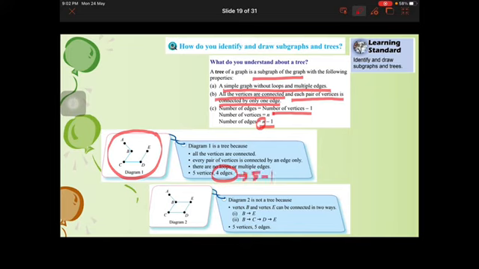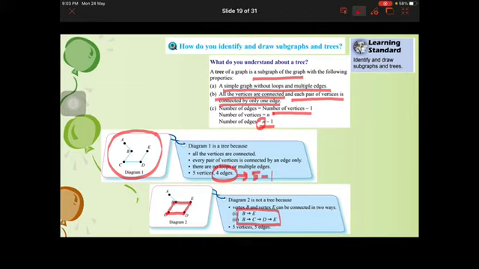Okay, now how about diagram 2? Diagram 2 is not a tree because vertex B and vertex E can be connected in 2 ways. Okay, what does it mean in 2 ways? Because we can connect B and E by single edge BE, or we can use another way from BC, go to D and then we can go to E. Okay, so there is more than one way to connect B and E. And also we have 5 vertices and 5 edges. Okay, that means this is not a tree.